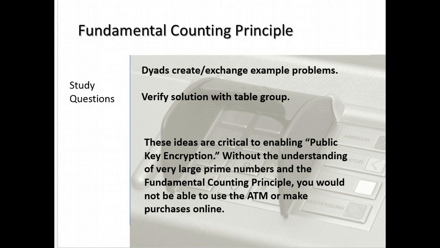Without understanding of a very large prime number and the fundamental counting principle, it would not be possible for us to use ATM codes with much security. My ATM code has 4 digits, so there are so many different possibilities that if someone were to find my card, and knowing that the ATM machine is only going to give them 3 opportunities to find the right code, the odds of them actually finding my ATM code without looking over my shoulder and seeing it ahead of time are next to none.